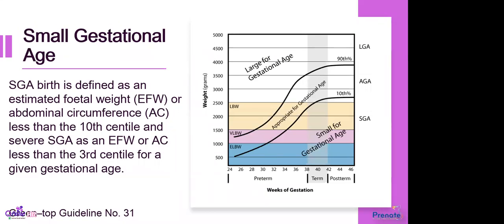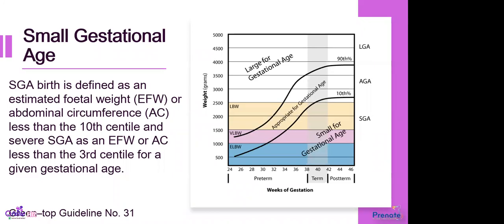Then the extreme of the growth is the large for gestational age. If the babies are above the 90th centile at a given gestational age, then these babies are large for gestational age. These babies are also prone to have worse perinatal outcome.